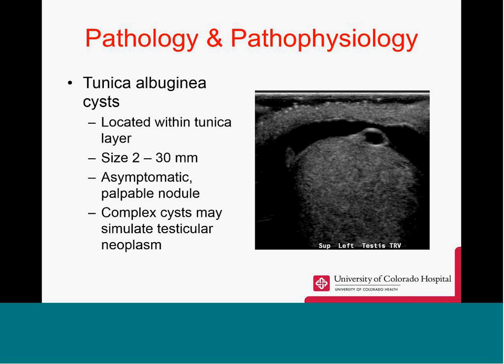Some other cysts that can form are tunica albuginea cysts. They are located within the tunica layer. So you can see here is our normal testicle. Again, that tunica albuginea provides a support for the testicle itself with this cystic structure arising from it, usually 2 to 30 millimeters in size. They are asymptomatic and can present as a palpable nodule. They can be complex, which could simulate a testicular neoplasm.